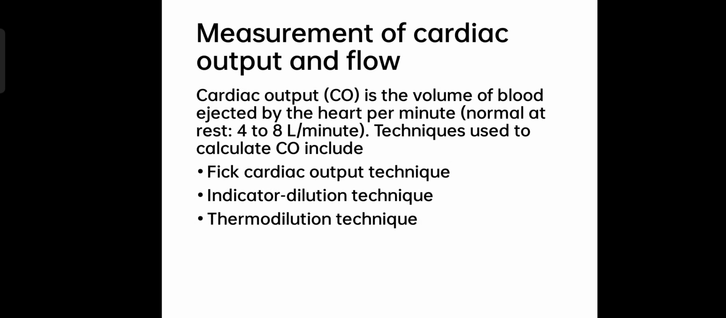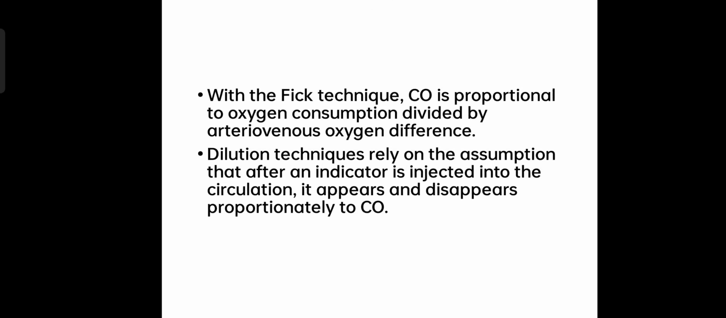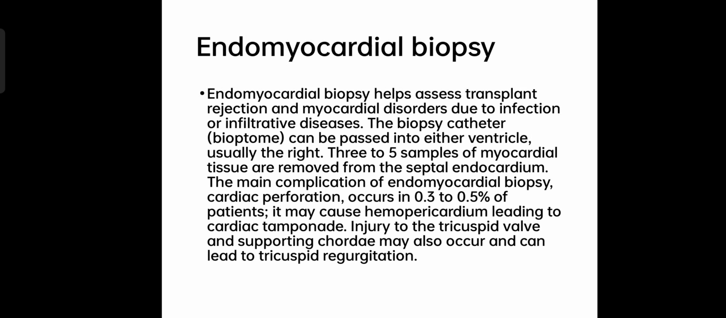Cardiac output is the volume of blood ejected by the heart per minute. Techniques used to calculate cardiac output include the fixed cardiac output technique, the indicator dilution technique, and the thermodilution technique. With the Fick technique, cardiac output is proportional to oxygen consumption divided by the arteriovenous oxygen difference. Dilution techniques rely on the assumption that after an indicator is injected into the circulation, it appears and disappears proportionally to cardiac output.